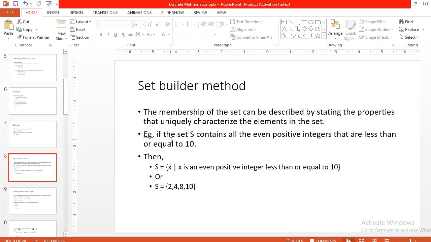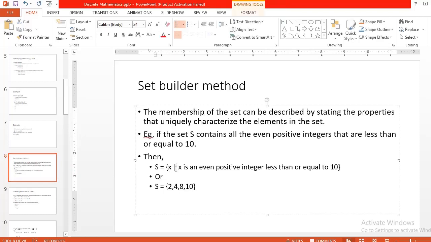For example, suppose set S contains all the even positive integers that are less than or equal to 10. How can we define this set S by using the set builder method? See here, S = {x | x is an even positive integer less than or equal to 10}, where the bar is the symbol for such that. Understood?